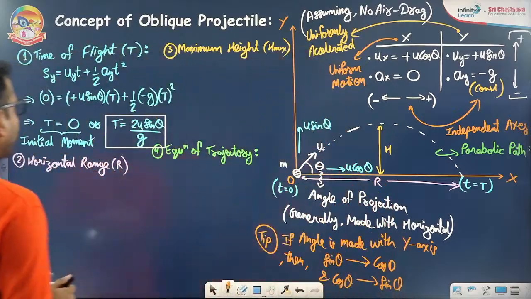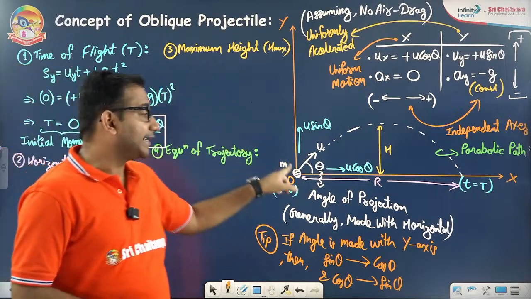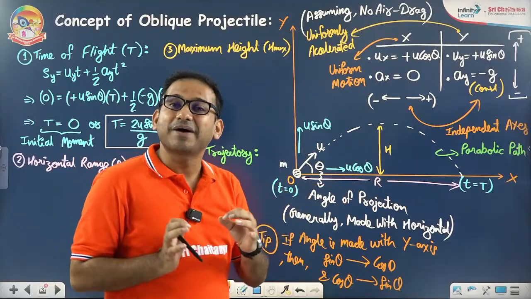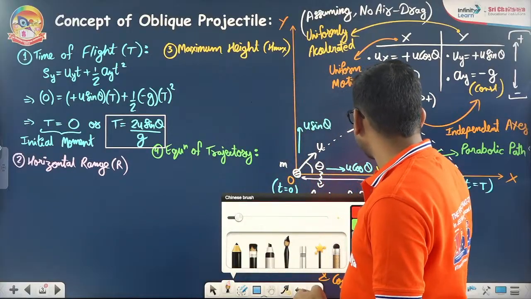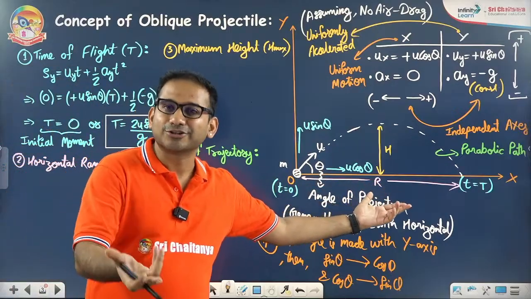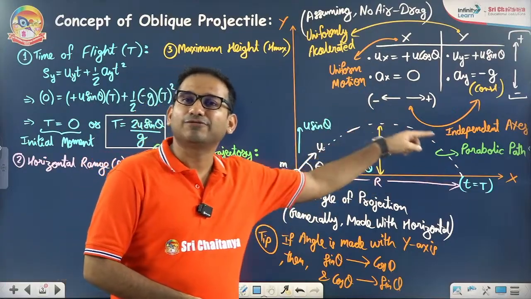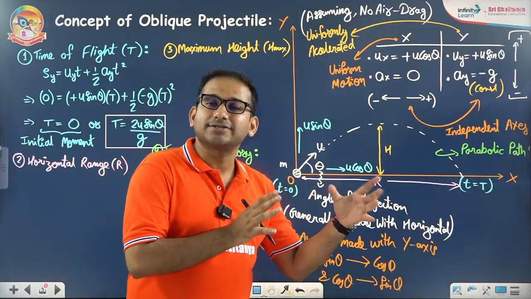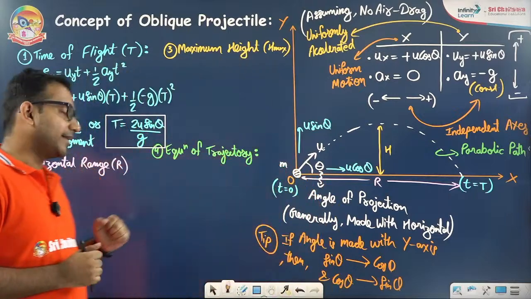All right. Once again, I am explaining that time of flight is that time after which the ball comes back on the ground, comes back on the x-axis, so that its y coordinate will be 0. Suppose we talk about horizontal range. Horizontal range is defined as the horizontal displacement covered throughout its journey, throughout the time of flight.